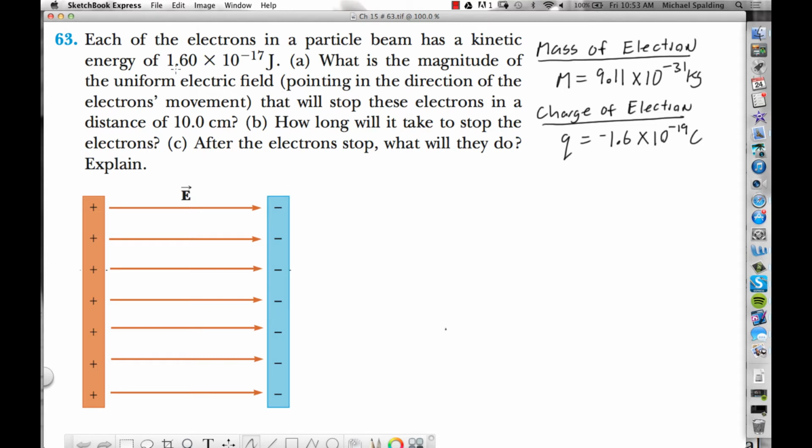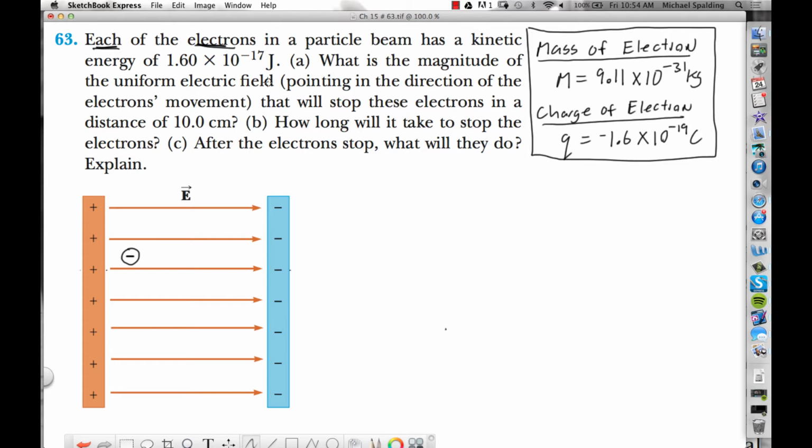Okay, so the information we have in this problem, they're talking about a beam of electrons, but notice that they say each electron. So we're going to focus on a single electron. So this guy right here is an electron. In the upper right-hand corner, I have information for the electron, which the problem assumes that you have. I would give that to you on a test. I'll give you the charge of an electron and the mass of an electron.